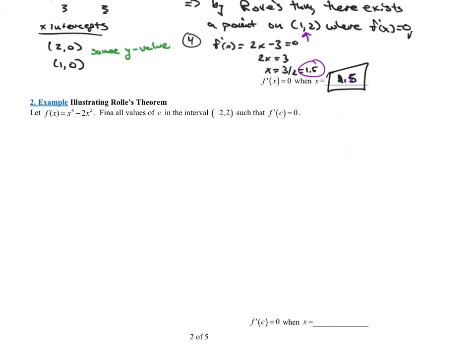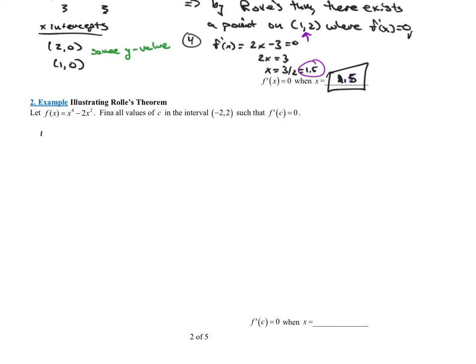Okay. Example 2, let's try it again. It says let f of x equal x to the fourth minus 2x squared. Find all values c on the interval -2 to 2 such that f prime of c equals 0. This is an illustration of Rolle's theorem. So we use Rolle's theorem to say the point must exist, but then we actually have to calculate it. On the previous test with the intermediate value theorem, most of you just calculated it. That's not the point of this problem. The point of this problem is to evaluate Rolle's theorem.